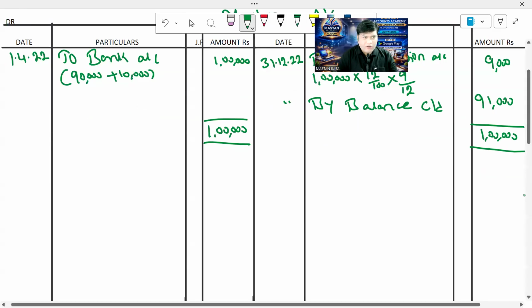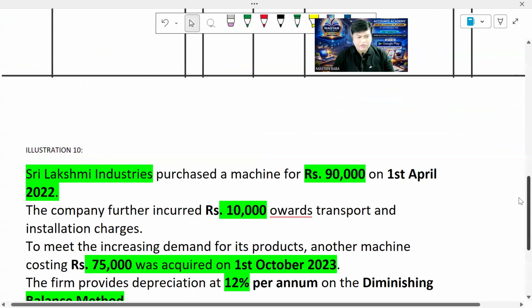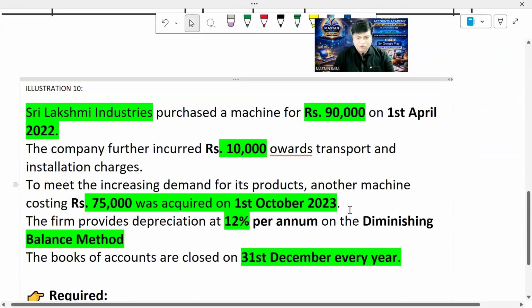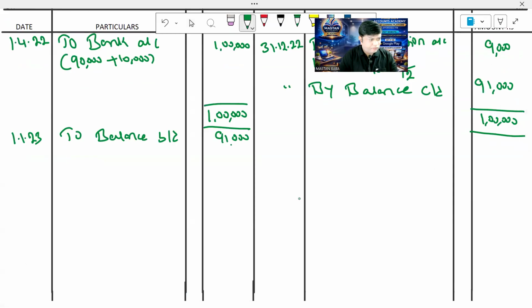Next, 1.1.23, to balance brought down, it is 91,000. And in the year 2023, on which date did they purchase the second machinery? It's clearly mentioned, on 1st October 2023 for 75,000. So 1.10.23, to bank account. It is the second machinery, so I'm writing 2. The acquisition cost of the machinery is 75,000.